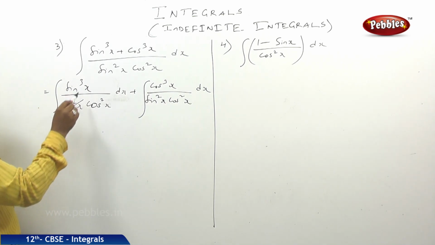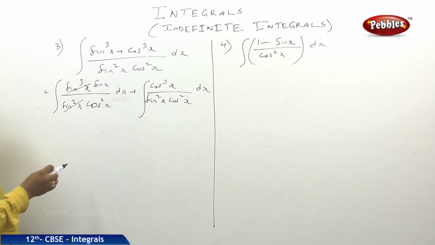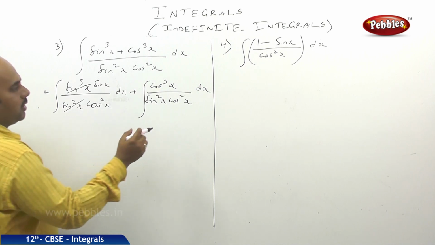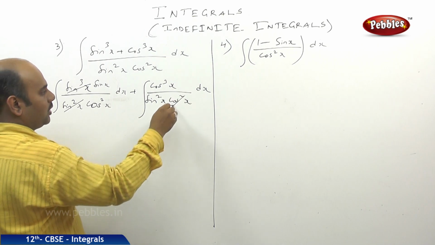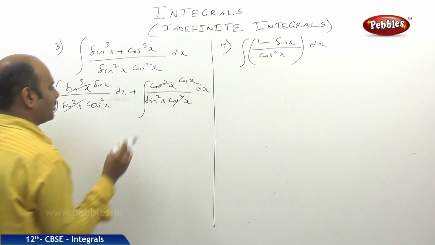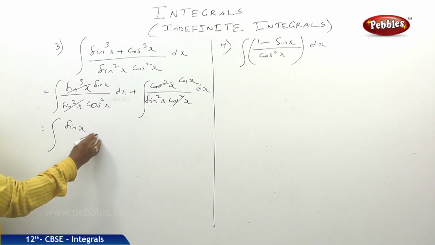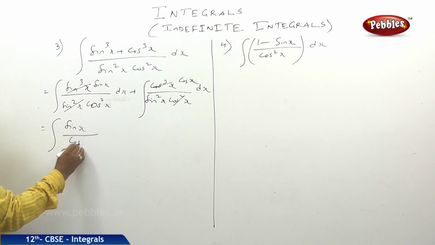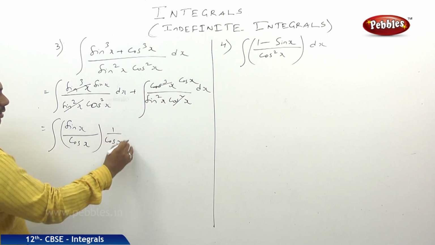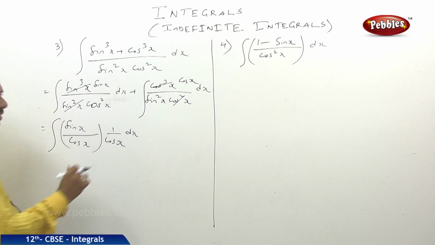I think blindly I can cancel one sin square x, and finally there remains here sin x. Now again if you observe carefully, here also one cos square x and here cos square x gets cancelled, there remains cos x. So finally there remains integral of sin x by cos square x can be written as cos x, and another cos x I will be writing as 1 by cos x dx. I think it is clear because cos x into cos x is cos square x.